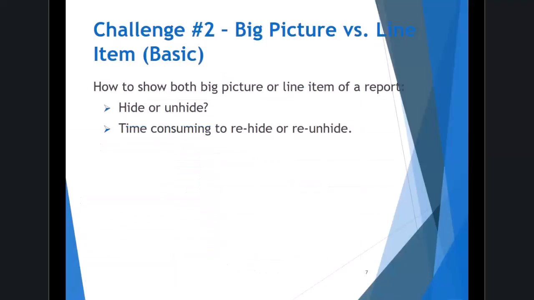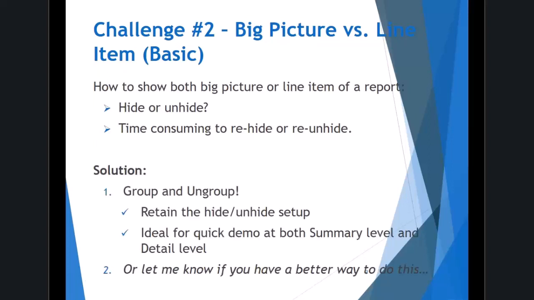As a summary, to show both big picture or line item of a report, we can use Group or Ungroup to hide and unhide rows or columns. And this is ideal for quick demos at both summary level and detail level. Or let me know if you have a better way to do this. This is the end of challenge case number 2.